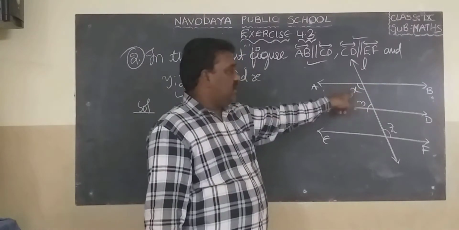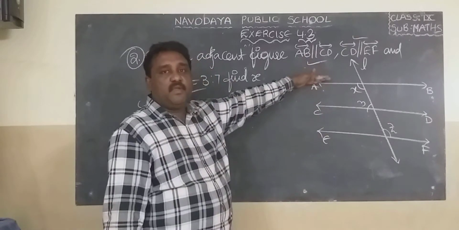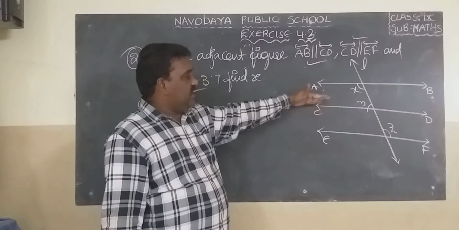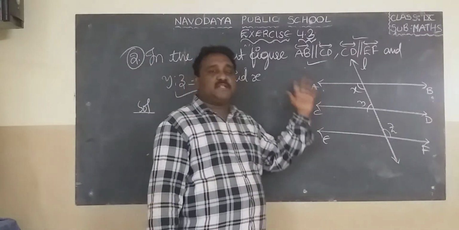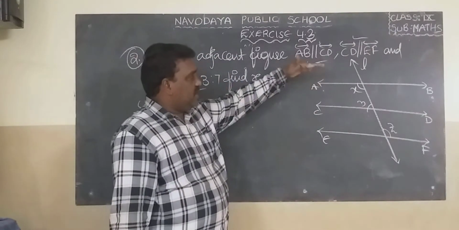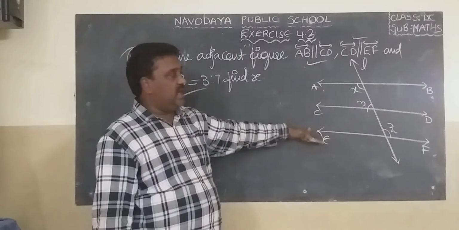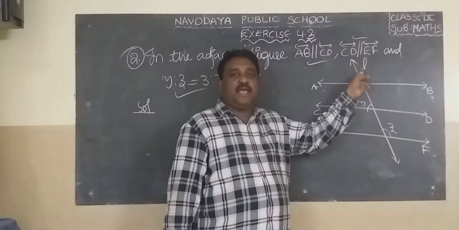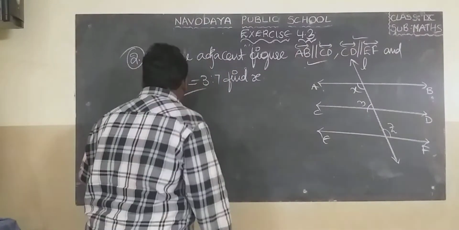See, three angles are there in the diagram. Number 1 x, number 2 y, number 3 z. Three lines are there. Number 1 AB. AB is parallel to CD. First line is parallel to second line. CD is parallel to EF. Second line is parallel to third line. Automatically, first line is parallel to third line. It is the transitive property, you know. AB parallel to CD, CD parallel to EF, automatically AB parallel to EF. And name the fourth line as L. It is nothing but a transversal. L is a transversal.